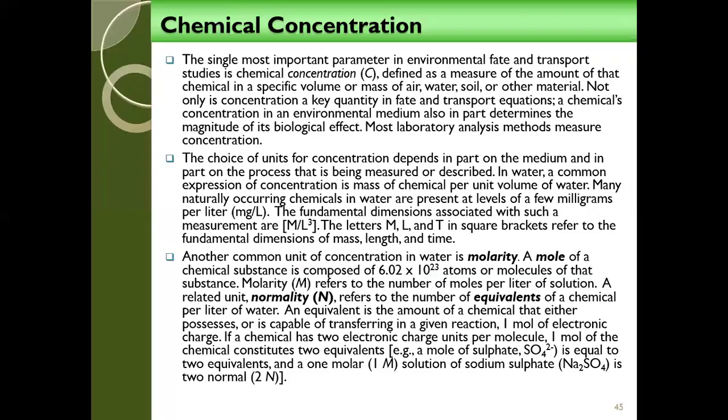So in water, a common expression of concentration is mass of the chemical per unit volume of water. All right? So in this case, it's what? Milligram per liter. That is, we're finding a solid in water. So that is milligram per liter. If you are looking for a solid in soil, for instance, it will be milligram per kilogram or gram per gram or microgram per gram, okay? Because they are all solid.